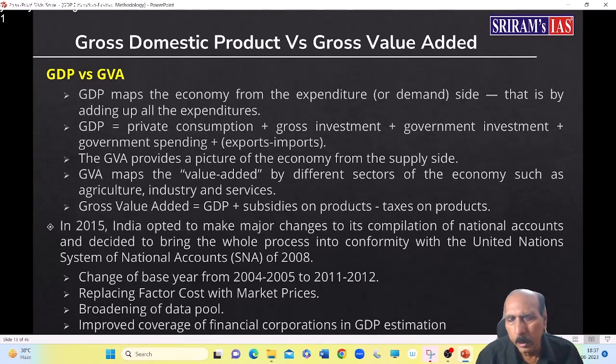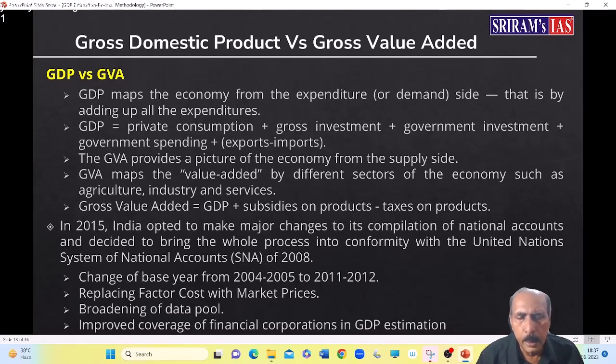That difference you have to always keep in mind. The gross value added will be equal to GDP if we add all subsidies received on the products and subtract all taxes paid on the products. If we adjust the subsidies and taxes, then the gross value added should be equal to GDP. Therefore, these two concepts, GDP versus GVA, we are using these days to present the details of the national income estimates.